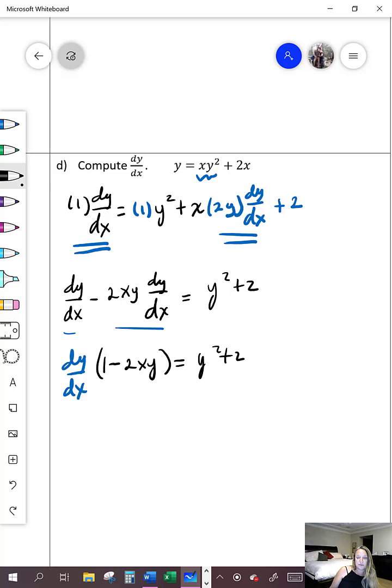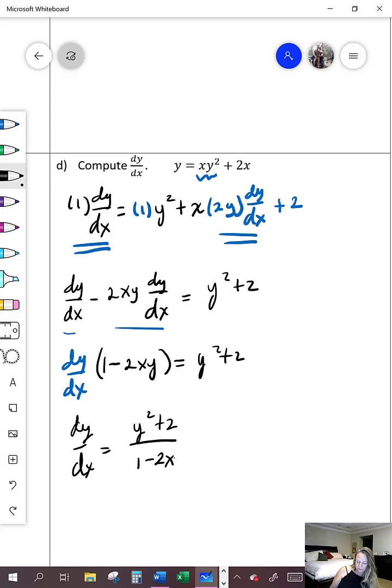Let's get dy dx by itself, divide both sides by that parentheses. We have dy dx, our derivative of y with respect to x, is y squared plus 2 all over 1 minus 2xy.